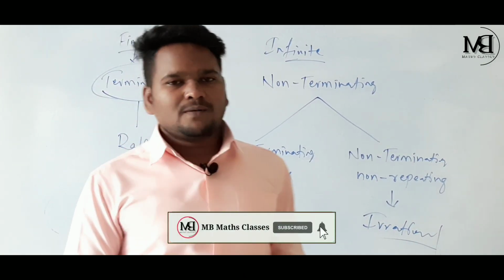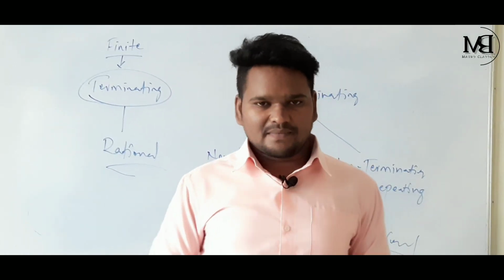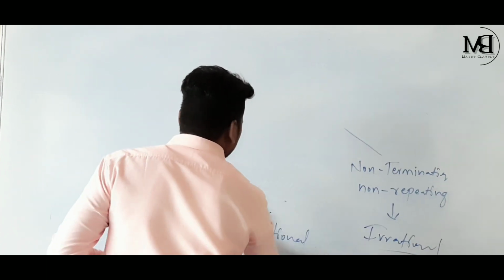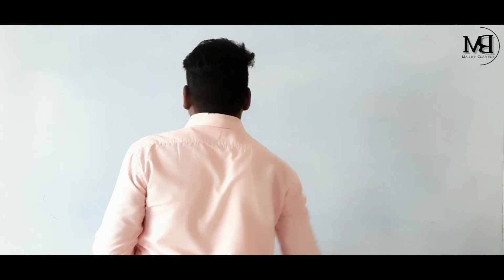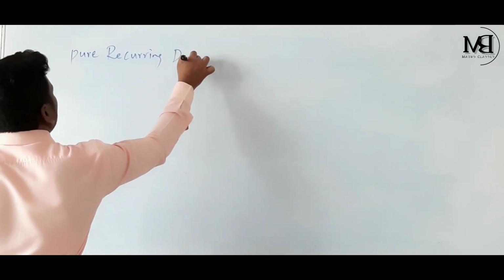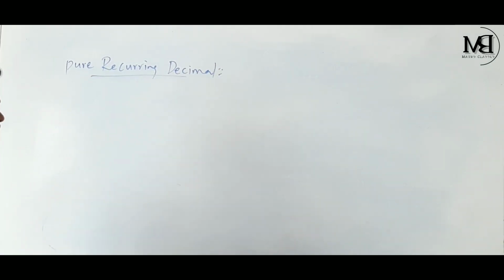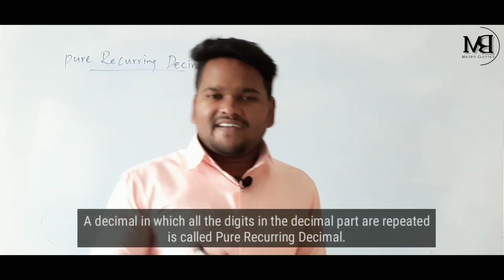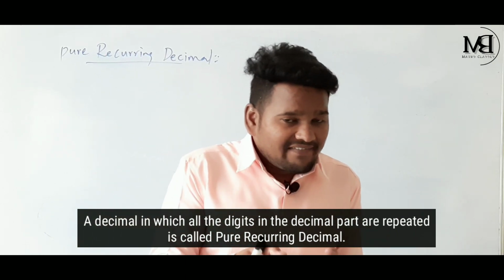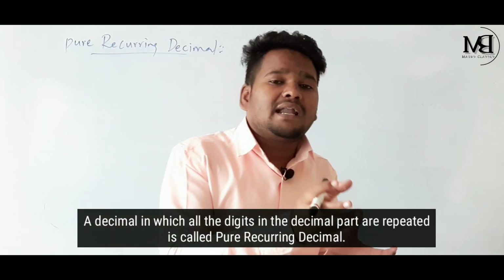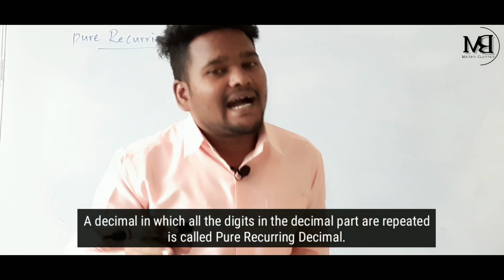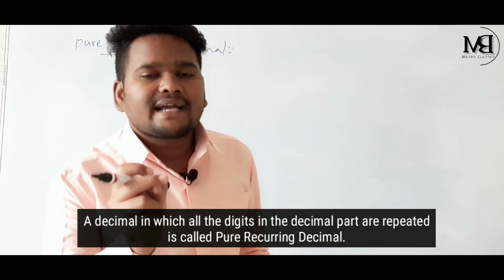Now let's discuss pure recurring decimal and mixed recurring decimal. Let's see pure recurring decimal. So what are pure recurring decimals? A decimal in which all the digits in the decimal part are repeated is called a pure recurring decimal.